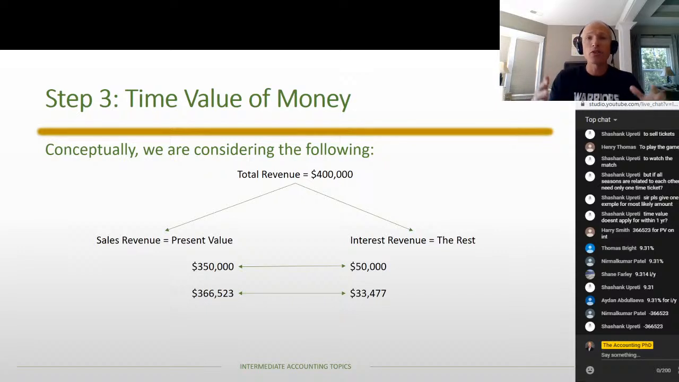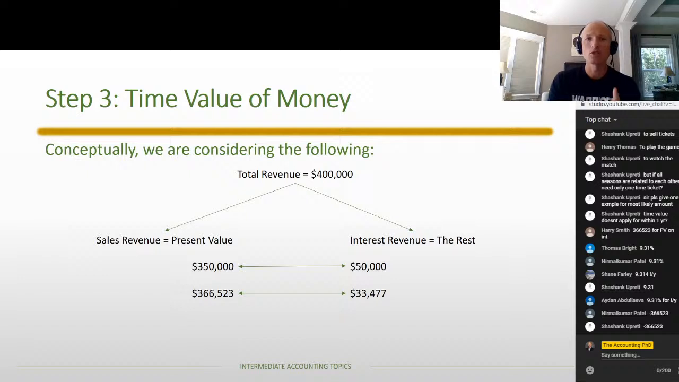And the method for doing that, it just depends on what you think is more reliable to get there. So in the first case, we said, well, the fair value of the piece of equipment is more reliable. So we're going to allocate $350,000 to sales revenue, which means then our interest revenue for this transaction must be exactly $50,000. In the second case, we decided that the 6% discount rate was the most reliable, and in that case, we would allocate $366,523 to sales revenue and then $33,477 to interest revenue.